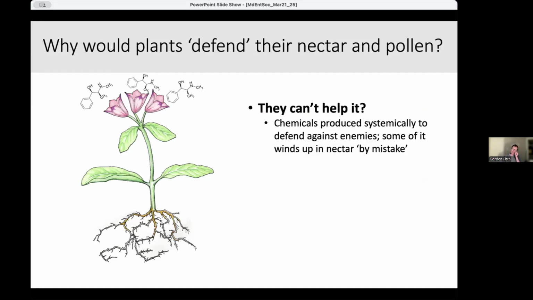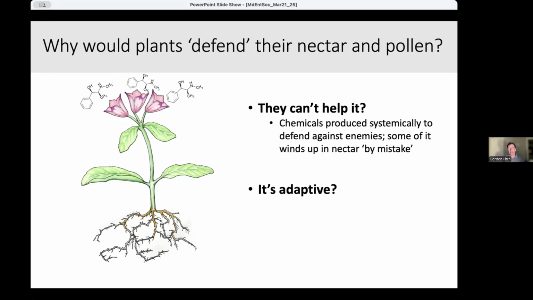And so one possibility is that these plants can't help themselves. They're producing these chemicals to defend their leaves and their roots and their stems, and some of it just winds up in nectar by accident. And it's better to defend your leaves than have everything get eaten, even if it means you deter a few beneficial pollinators. But the other possibility, and the one that I've been thinking about a lot recently, is maybe it's actually good for the plants to put these compounds into their nectar.